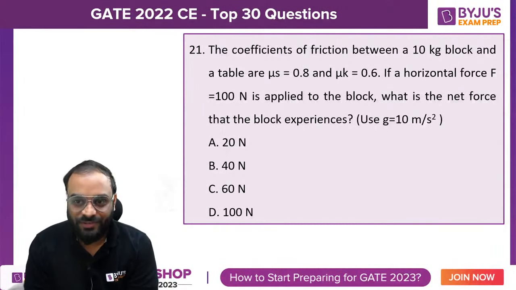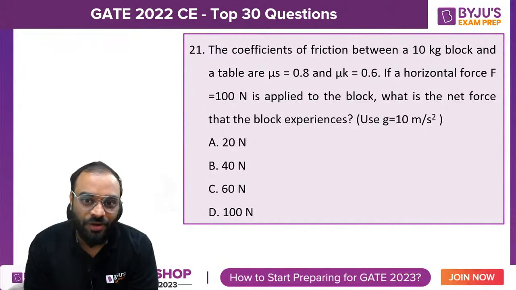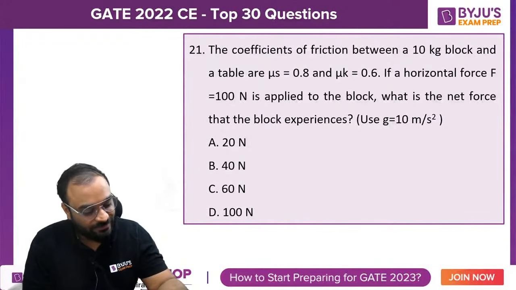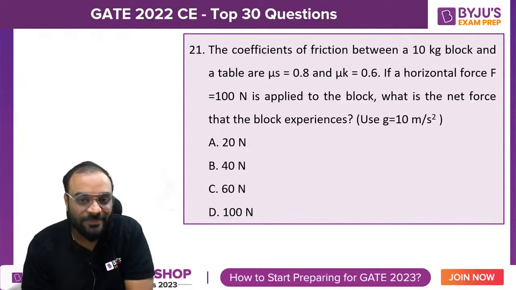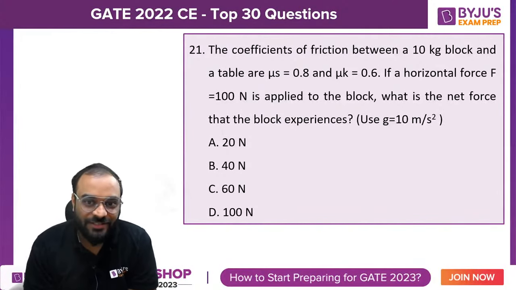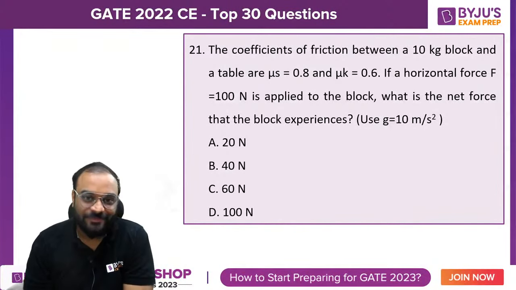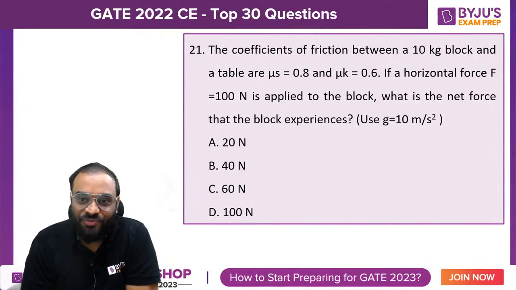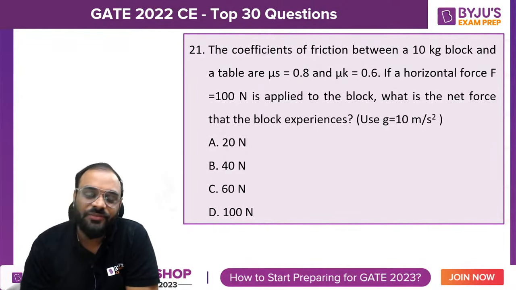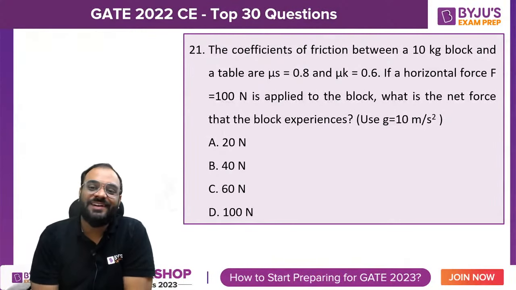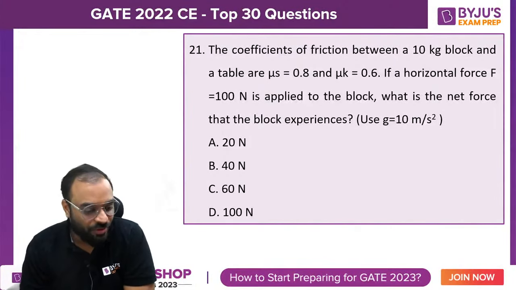Tell me the answer of this one. What is the net force that block experiences? Tell me, guys, what is the net force that block experiences? The coefficient of friction between the block and the table. There are two coefficients of friction given to us. One is static, second is kinetic. 0.8, 0.6. If the horizontal force is 100, then what is the net force that block experiences? Tell me.